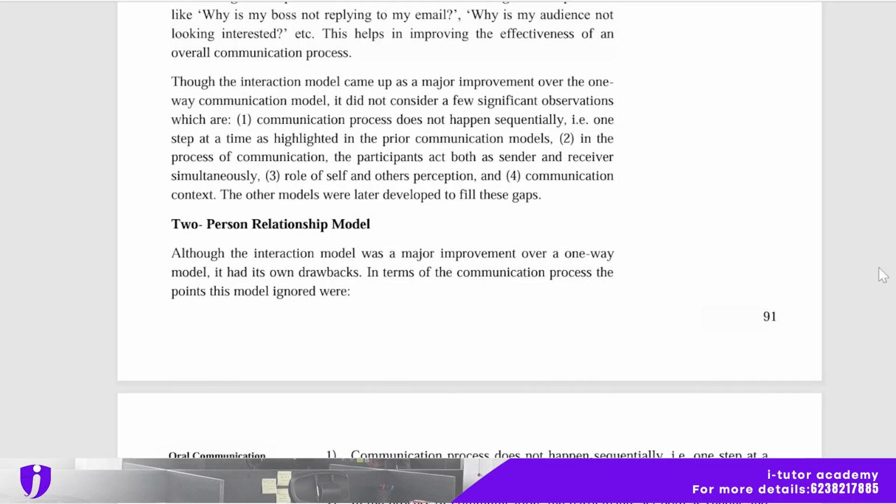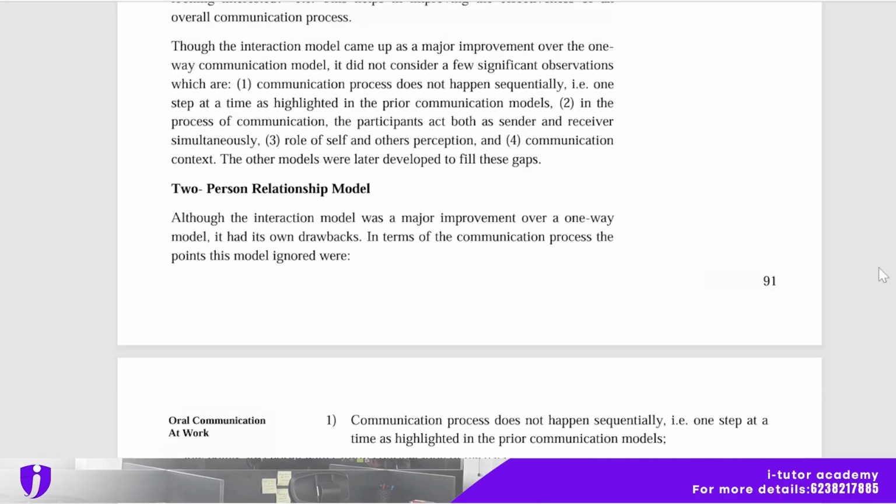Though the interaction model came up as a major improvement over the one-way communication model, it did not consider a few significant observations, which are: the communication process does not happen sequentially and one step at a time as highlighted in the prior communication models. In the process of communication, the participants act both as sender and receiver simultaneously. The role of self and other perception and communication context. The other models were later developed to fill these gaps. Next is the two-person relationship model.